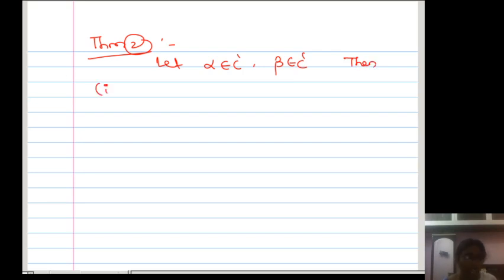Write the statement of theorem number 2. Let alpha belong to C, beta belong to C. Then we have four properties here. First, mod of the real part of alpha is less than or equal to mod alpha. Similarly, mod of the imaginary part of alpha is less than or equal to mod alpha.